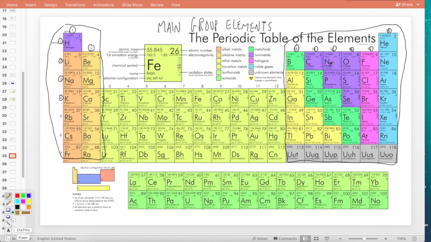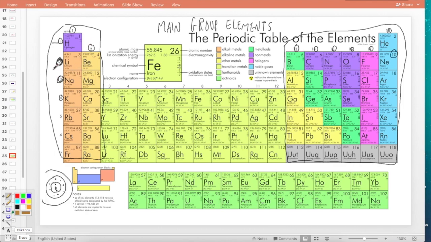Over here to the other main group elements, 3, boron, aluminum, gallium, all of these have 3 valence electrons. Boron has 3 electrons in its outermost 2nd energy level. Carbon has 4 valence electrons in its outermost 2nd energy level. Silicon has 4 valence electrons in its outermost 3rd energy level.